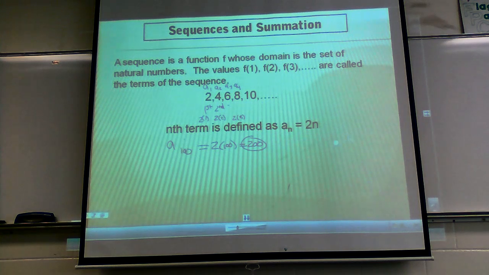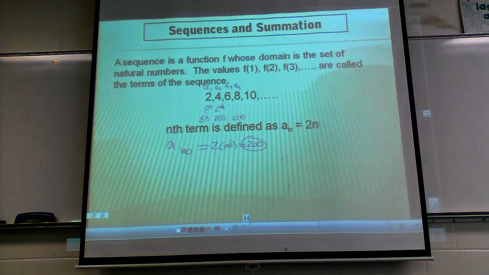And you might have to adjust it a little bit if it doesn't start directly at 2. Like if it started at 1, like 1, 3, 5, 7, 9, then it would be 2n minus 1. I'd be taking 1 away from all of them, but the difference between the numbers would still be 2. From 1 to 3 is a difference of 2, and 3 to 5 is also a difference of 2.